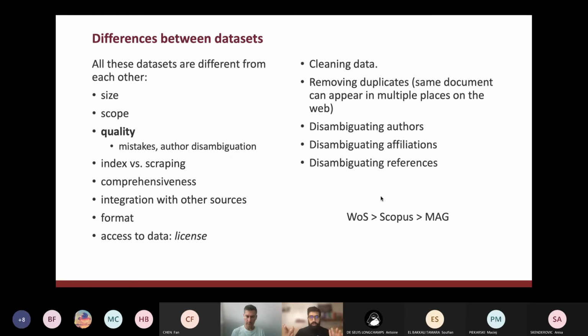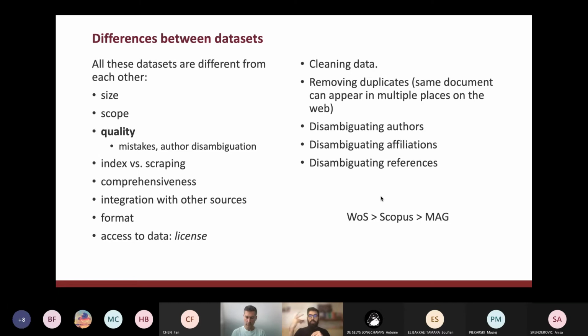What does quality mean? It means having clean data or removing duplicates, because the same document can appear in multiple places on the web, because one operation that some companies do is scraping the web. For example, my papers can be on my website, on my university website, and also on the journal website where I published.